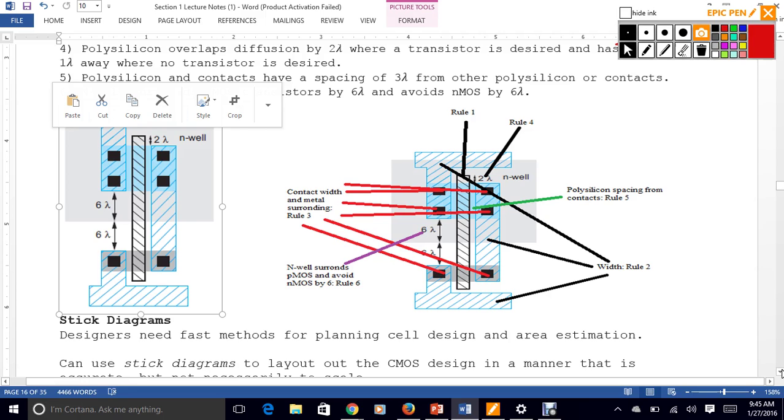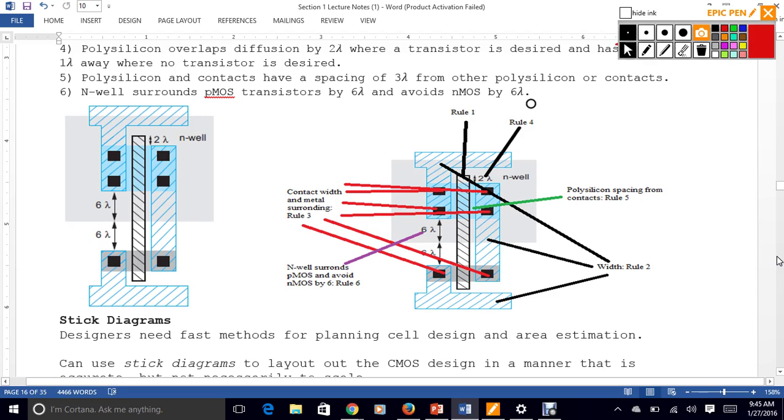And so this diagram on the right, you can use this to correlate the rules that I showed you to actually figuring out how we design this. So rule one, polysilicon must be 2 lambda. Rule two, I'm sorry, where's rule two? Width is going to be rule two, so you have your width of your metal going to be 4 lambda right here. So each of these metals here meets rule two. Rule three, your contact's going to be 2 lambda by 2 lambda with a one lambda metal one surrounding it. So you can see that you have to have one.